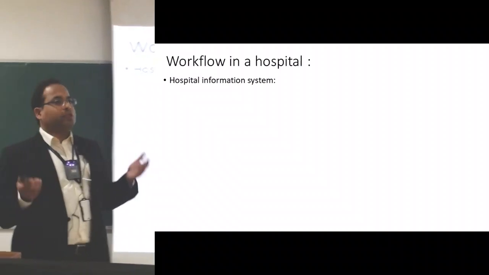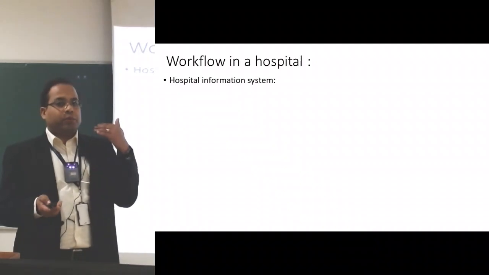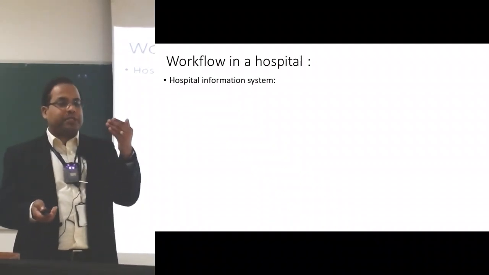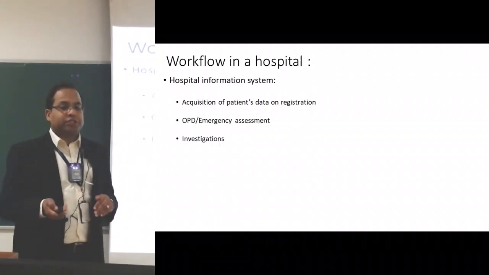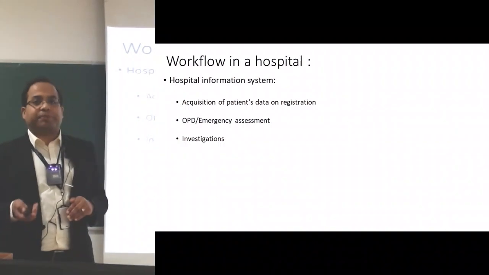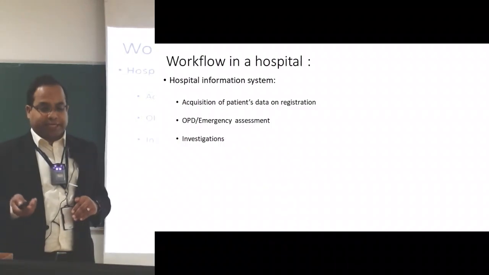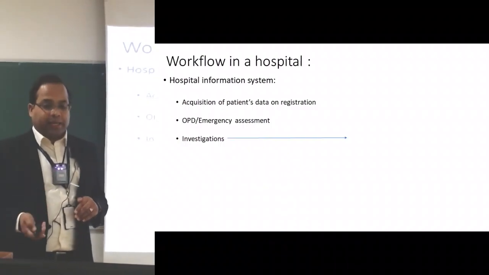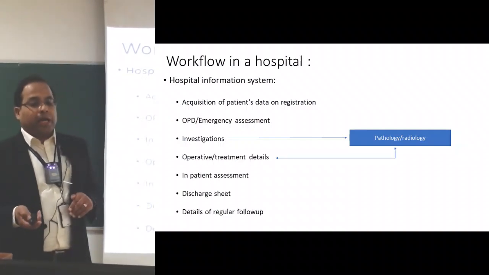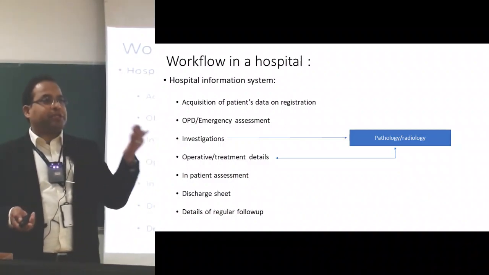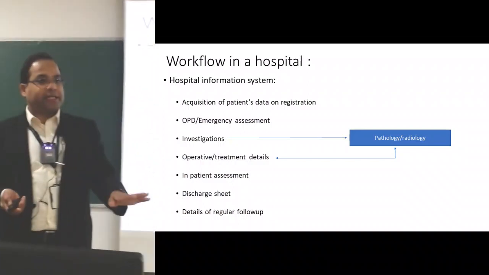Now, before I go into the workflow of a modern histopathology lab, it is important to understand the workflow of a hospital. The hospital system workflow is different from a histopathology workflow. So a patient comes to the hospital, and there is an acquisition of the patient's data on registration, followed by OPD and emergency assessment, followed by investigations. So this is where we come in. The investigations lead us to pathology and radiology, and there we make the diagnosis, and the treatment or the operation happens, and then there's an inpatient assessment, a discharge, and then the details of regular follow-up.